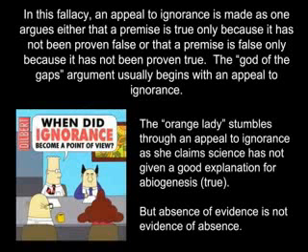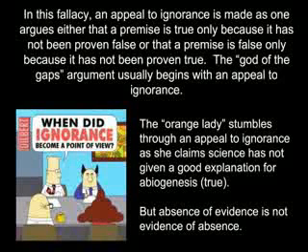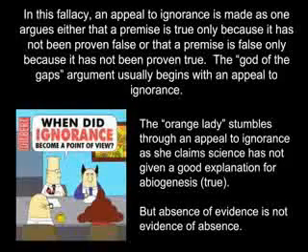Argument from ignorance. In this fallacy, an appeal to ignorance is made, as one argues either that a premise is true only because it has not yet been proven false, or that a premise is false only because it has not yet been proven true. The God of the Gaps argument usually begins with an appeal to ignorance. The Orange Lady stumbles through an appeal to ignorance as she claims science has not yet given a good explanation for abiogenesis, which is true, but absence of evidence is not evidence of absence.